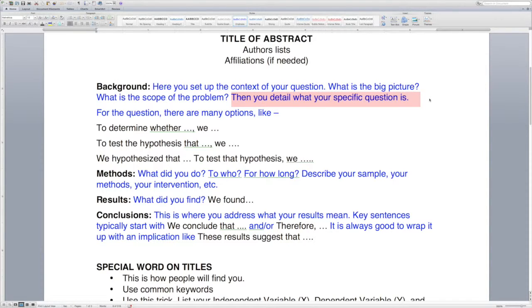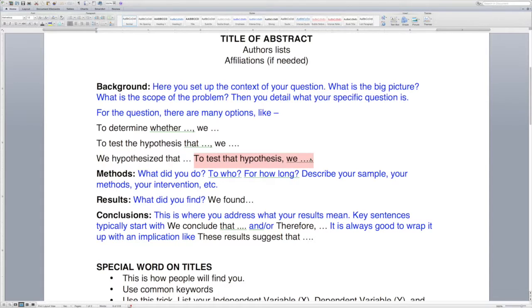Or diagnosis is difficult and we wanted to test this specific diagnostic procedure. And for your question, there's really a lot of different options of how you can lead that off. To determine whether blah blah blah, we did blah blah blah. To test the hypothesis that X, we did Y. Or we hypothesized that X, and to test that hypothesis, we did blah blah blah.